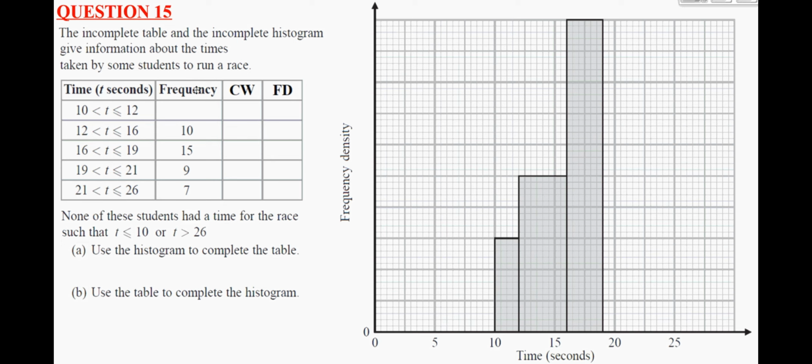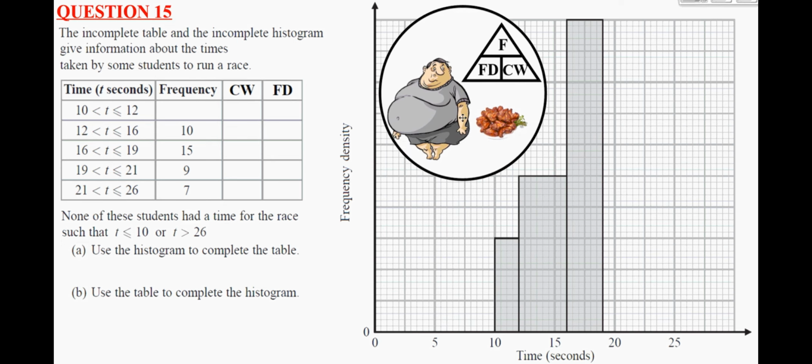I'll explain the graphic in a second. You might be thinking, what on earth am I doing here? Frequency density equals frequency divided by class width. I've got here a fairly large man looking very temptingly at some chicken wings. This is just me being very silly because it helped me to remember. I always say, fat dads feast on chicken wings. Just a way of remembering the relation. You don't need to be silly like me.